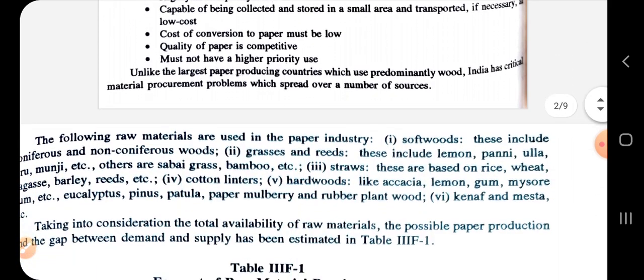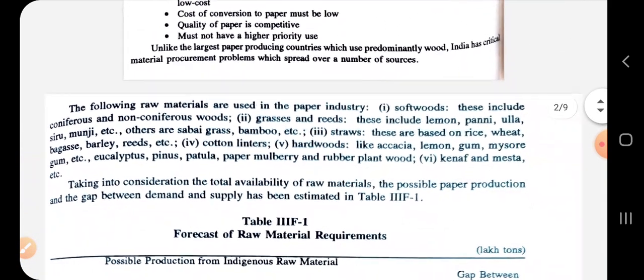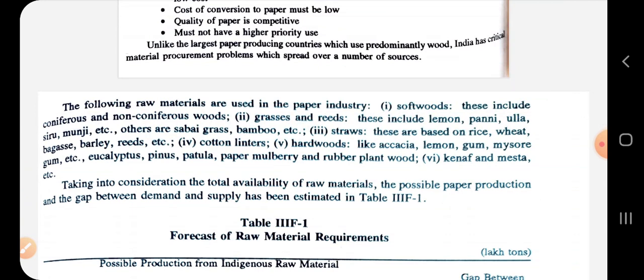So mainly in our market, that is the Indian market, these are the raw materials that are being used for pulp paper manufacturing. First pulp is manufactured and the resultant product is paper from these raw materials. Here is a list of 6 such materials.